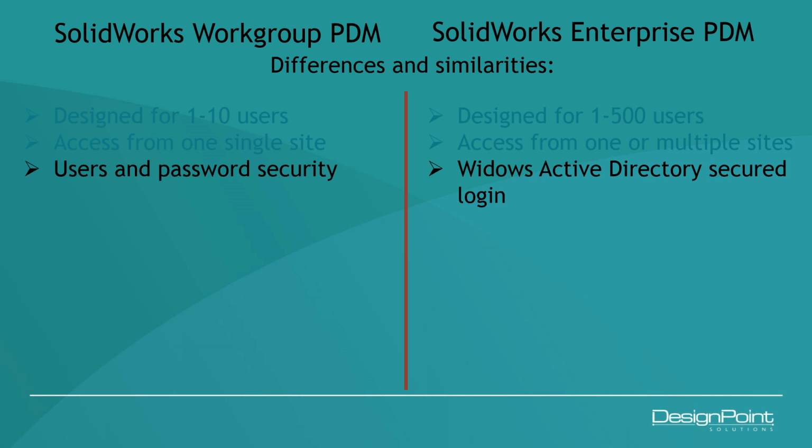Users and password security. In Workgroup PDM, you basically just have a password for admin and the password is stored on the server. On ePDM, you actually have multiple capabilities. You can use Windows Active Directory to secure the login. If the user changes the password in Windows, the same password will be used in ePDM. Also, you can have restrictions like, if you want to, you can have the password expire every 3 months or every so often.